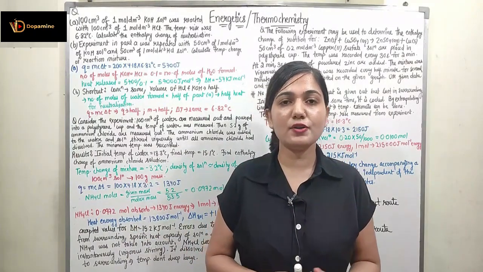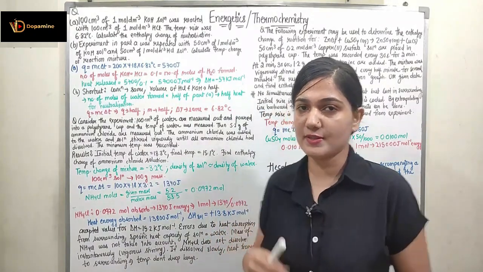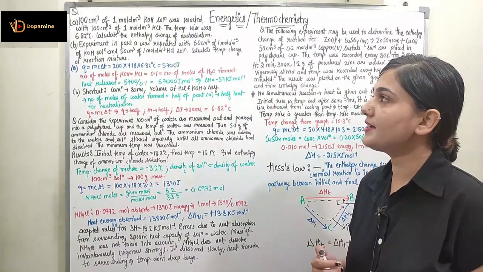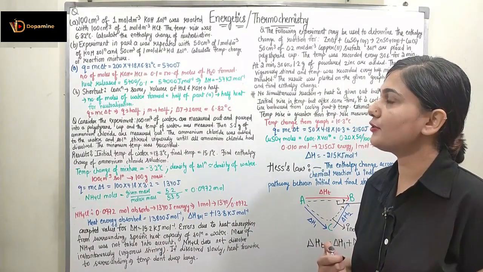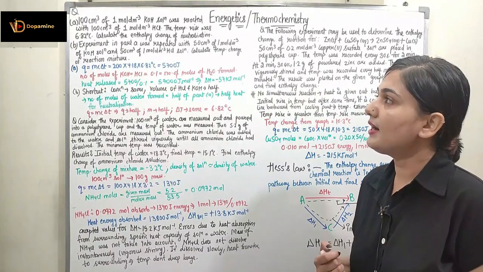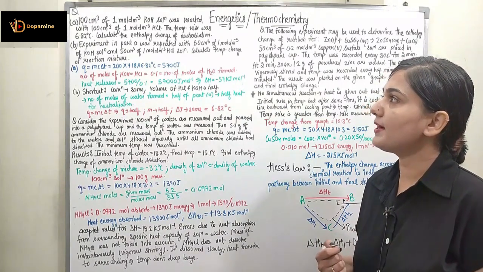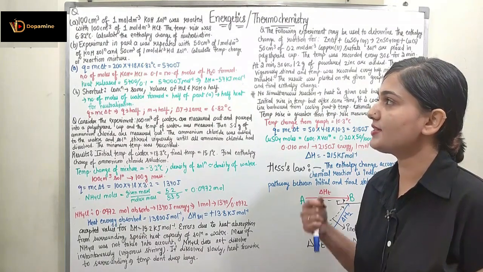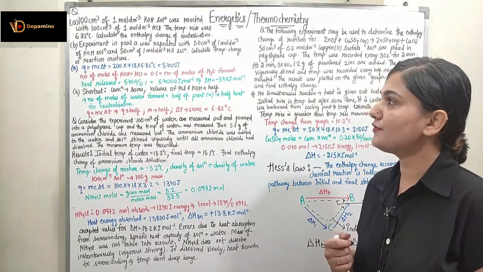Today in this video we are going to discuss energetics or thermochemistry. So let's start our discussion with question number 1, part A: 100 centimeter cube of 1 mole per decimeter cube KOH solution was reacted with 100 centimeter cube of 1 mole per decimeter cube HCl. The temperature rise was 6.82 degrees Celsius. Calculate the enthalpy change of neutralization.